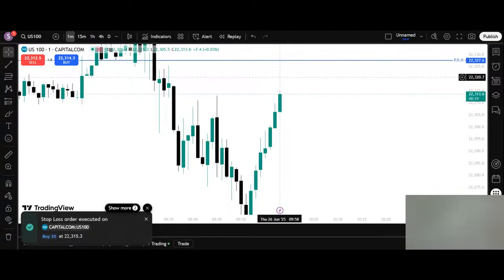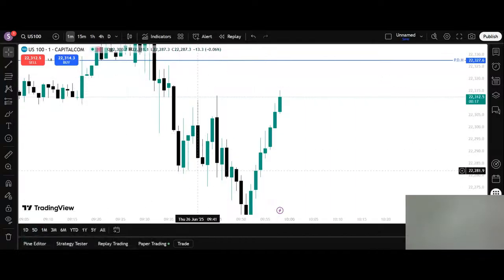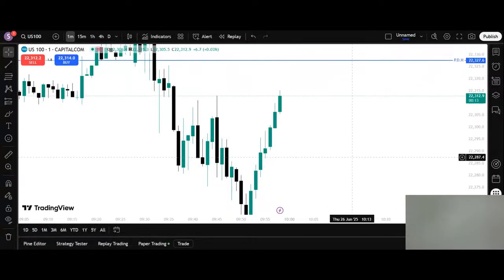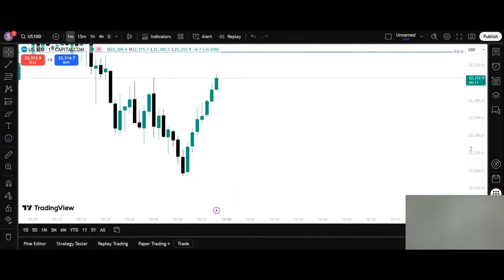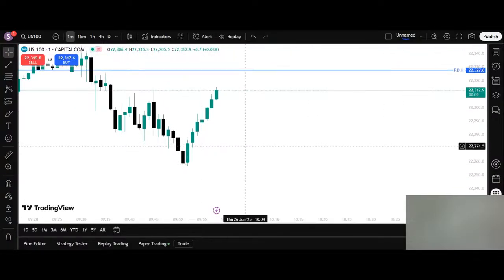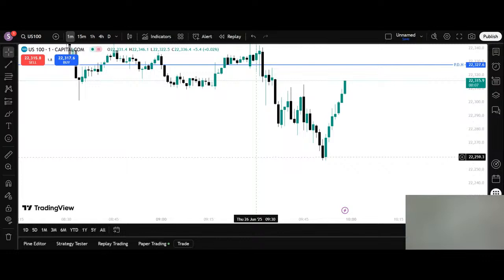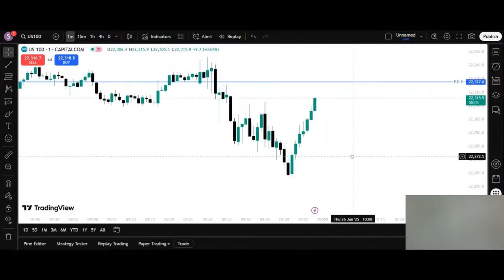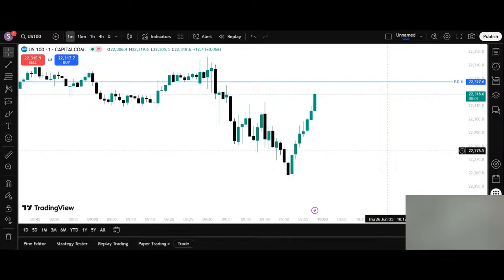I entered way too early. Should have waited till 10. It's okay. We didn't over risk and over leverage. That's what good risk management gets you. Let's wait. Let's see.